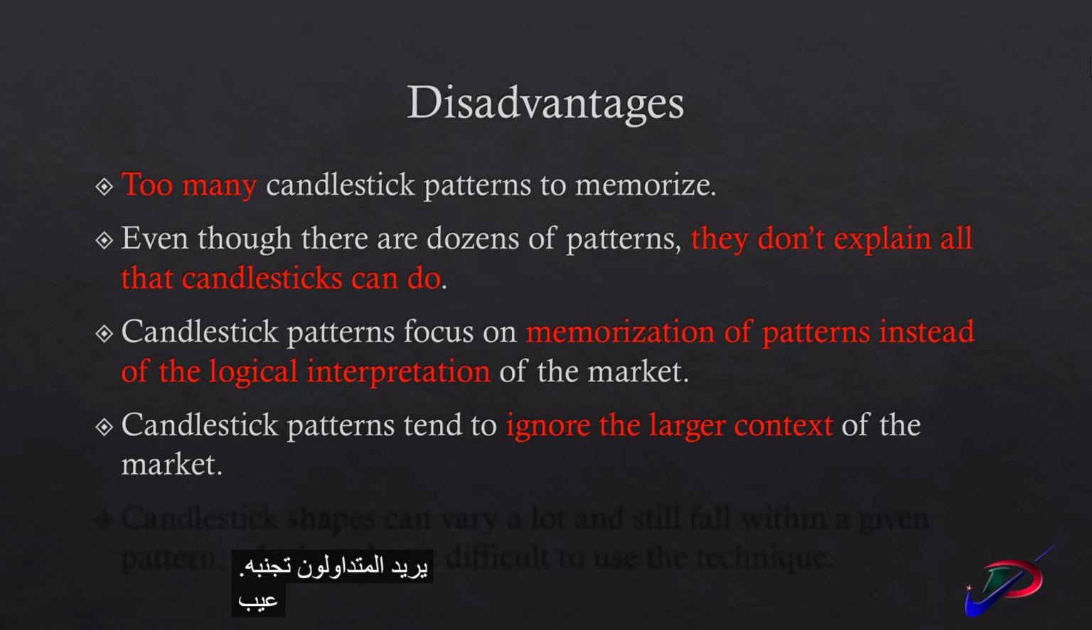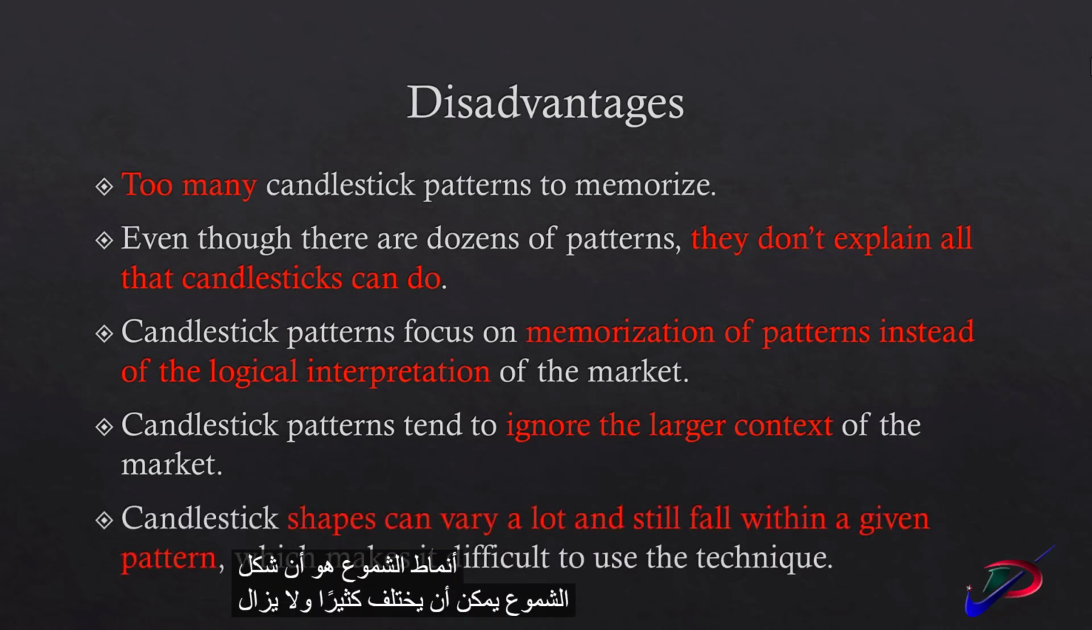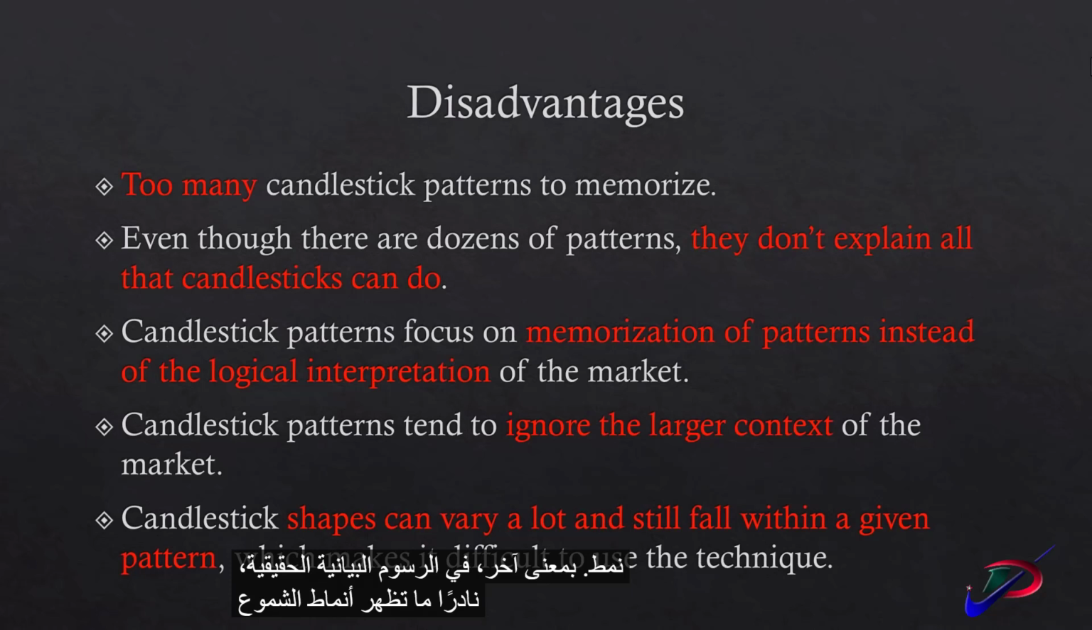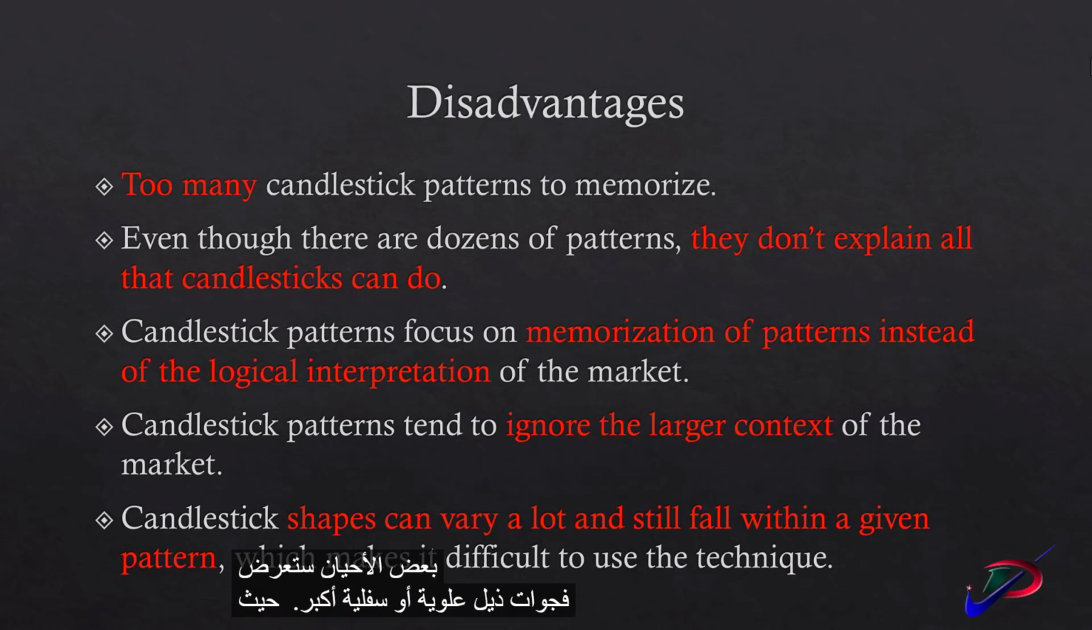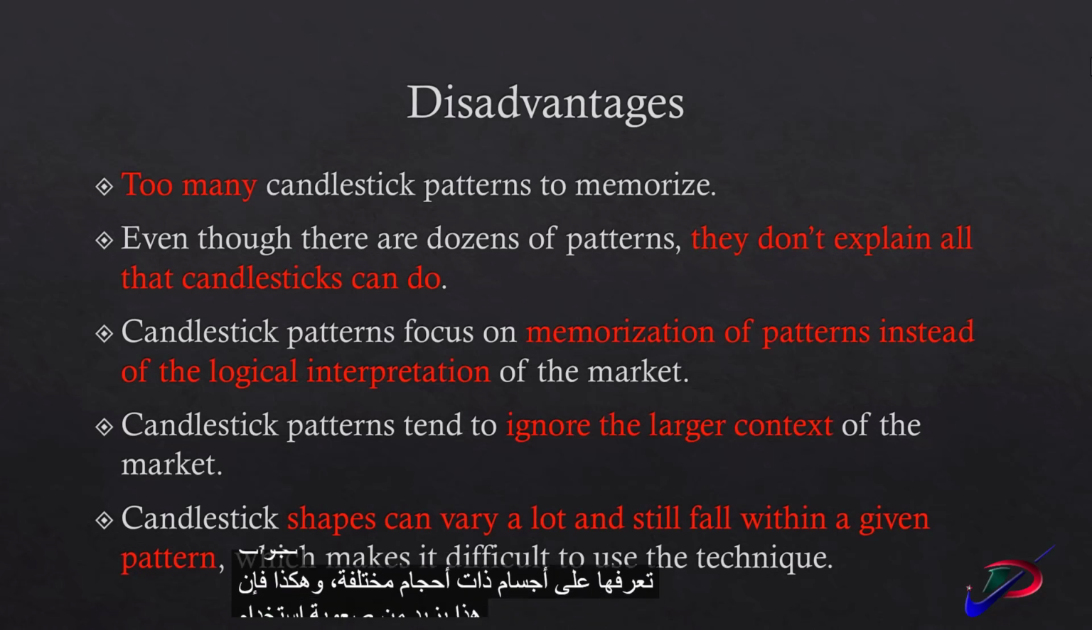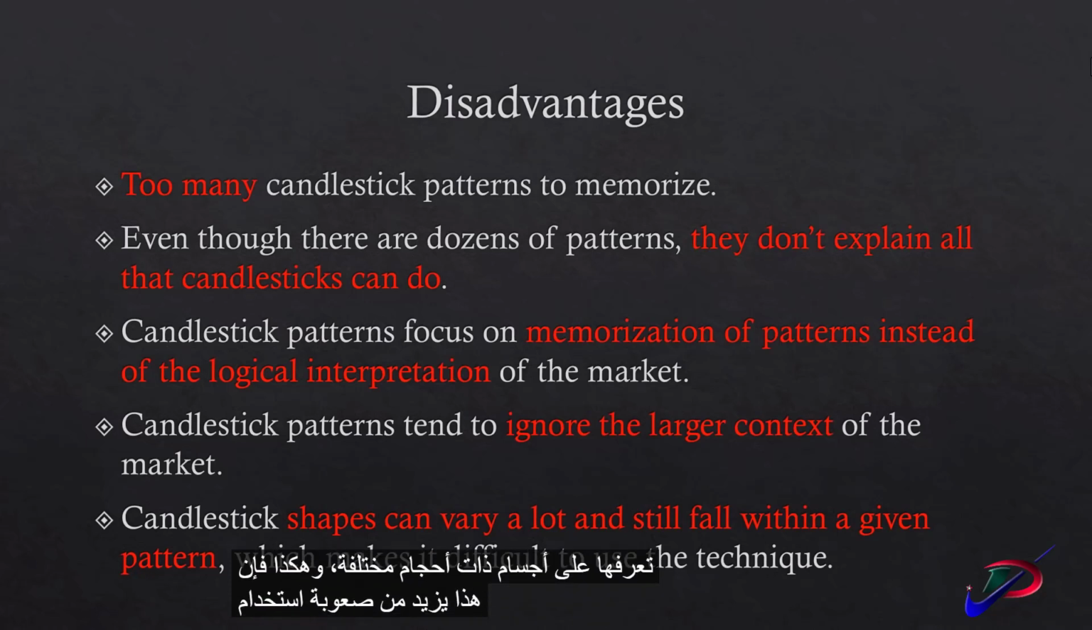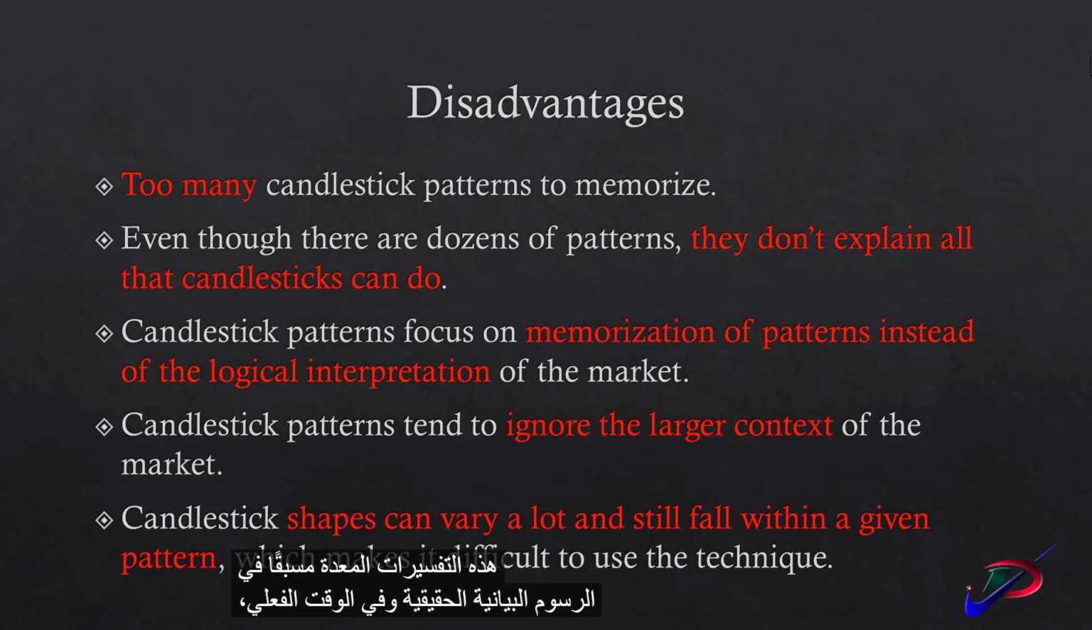Another big disadvantage of candlestick patterns is that the shape of candlesticks can vary a lot and still fall within the guidelines of each pattern. In other words, in real charts, the candlestick patterns will rarely appear in the textbook formation. Sometimes they will display a larger upper or lower tail, gaps where the original pattern doesn't presume any gaps, candle bodies of varying sizes, and so on. This makes it more difficult to use these prepackaged interpretations in real charts and in real time.